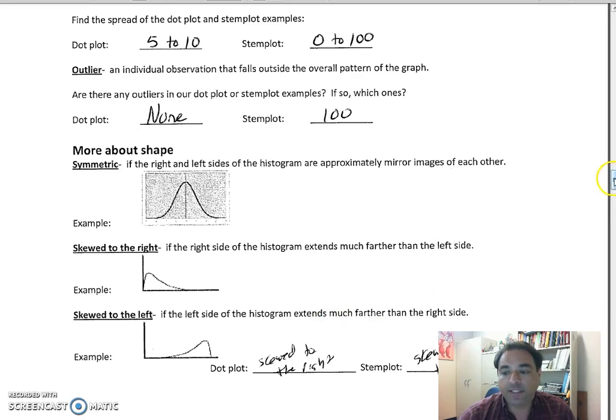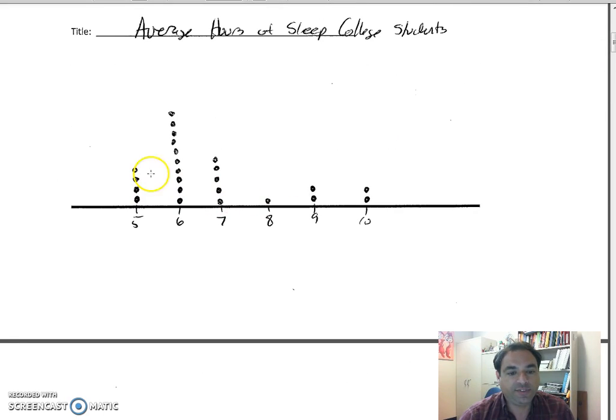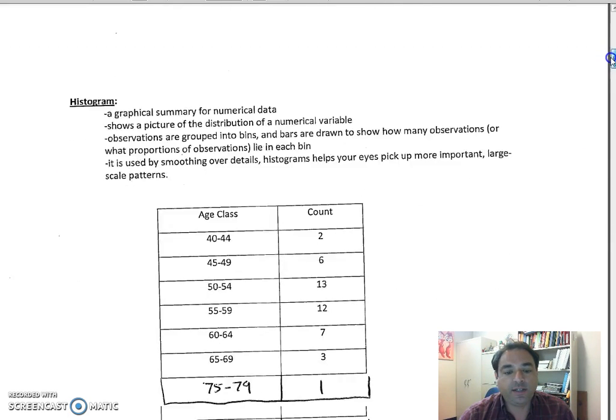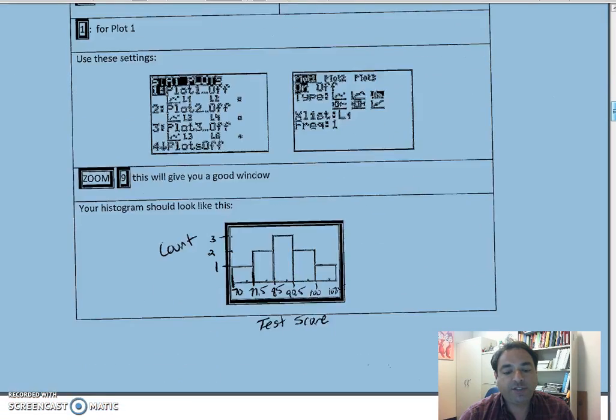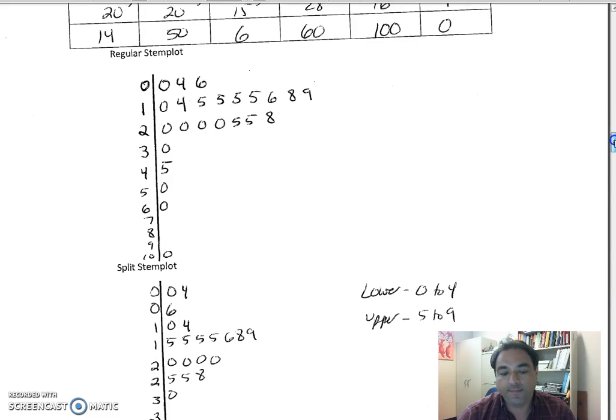So if I go look at my dot plot and kind of throw a blanket over it, notice that there's drag on the right. The majority is on the left, the drag is on the right. This can be considered skewed to the right. And if we look at the regular stem plot, and again we kind of turn our heads this way, notice the majority is on the left with the drag on the right. This would also be skewed to the right. Majority in the lower end, few on the higher end.